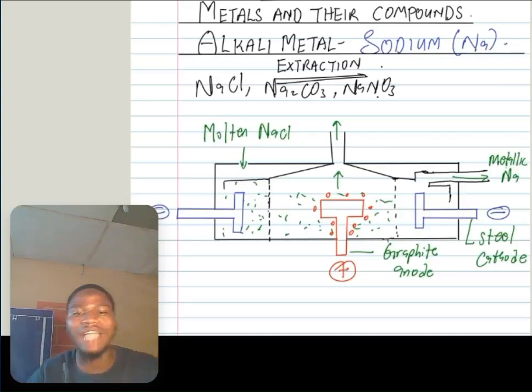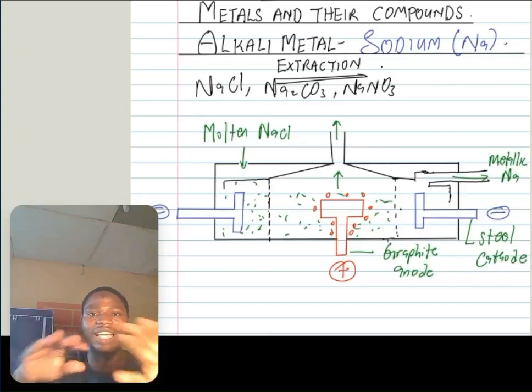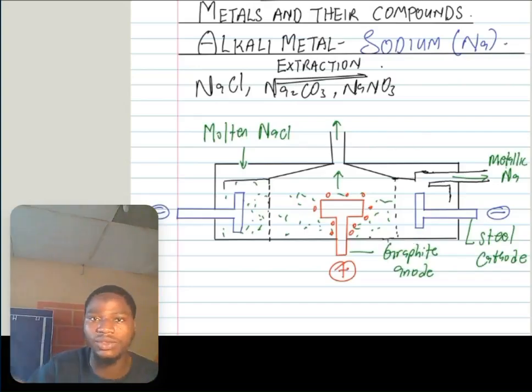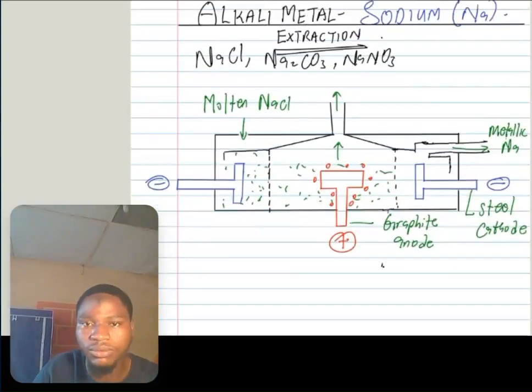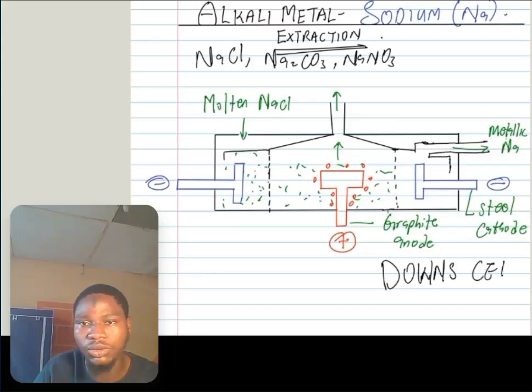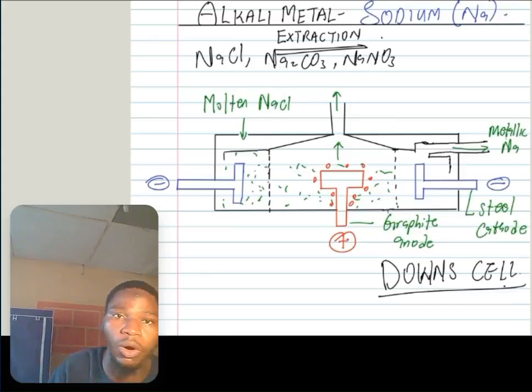Good. Now, let us look at how sodium is extracted. You see, sodium is extracted using this electrolytic cell called the Downs cell. This is called the Downs cell. This is the apparatus we use for the electrolytic extraction of sodium.